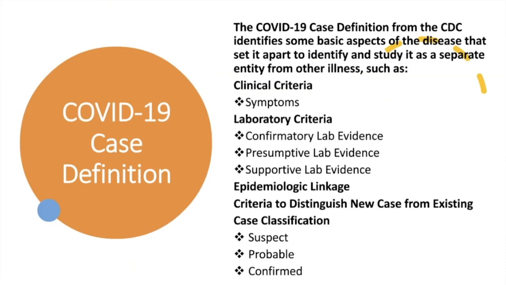The COVID-19 case definition from the CDC identifies some basic aspects of the disease that set it apart to identify and study it as a separate entity from other illnesses, such as the clinical criteria, which includes symptoms, the laboratory criteria, which is confirmatory lab evidence, presumptive lab evidence, supportive lab evidence, and then the epidemiologic linkage criteria to distinguish new cases from existing cases. The classification is separated between suspect, probable, and confirmed.